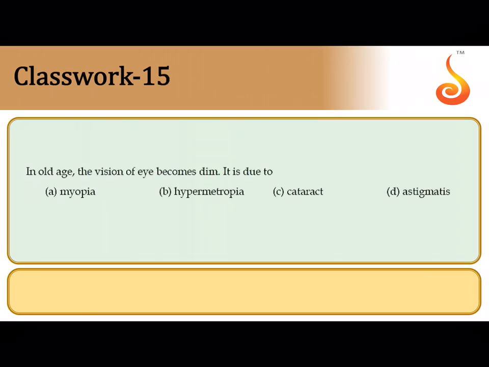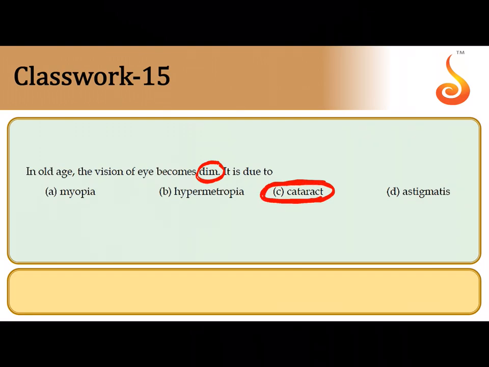In old age, the vision becomes dim. Obviously, if the vision is dim and it's cloudy, it's not clearly visible, it is most probably because the cornea has lost its transparency, or it is becoming opaque, or an opaque layer is growing on the lens. Then we refer to it as cataract. The growth of an opaque protein layer on the lens is referred to as cataract. So obviously it could be a result of cataract.